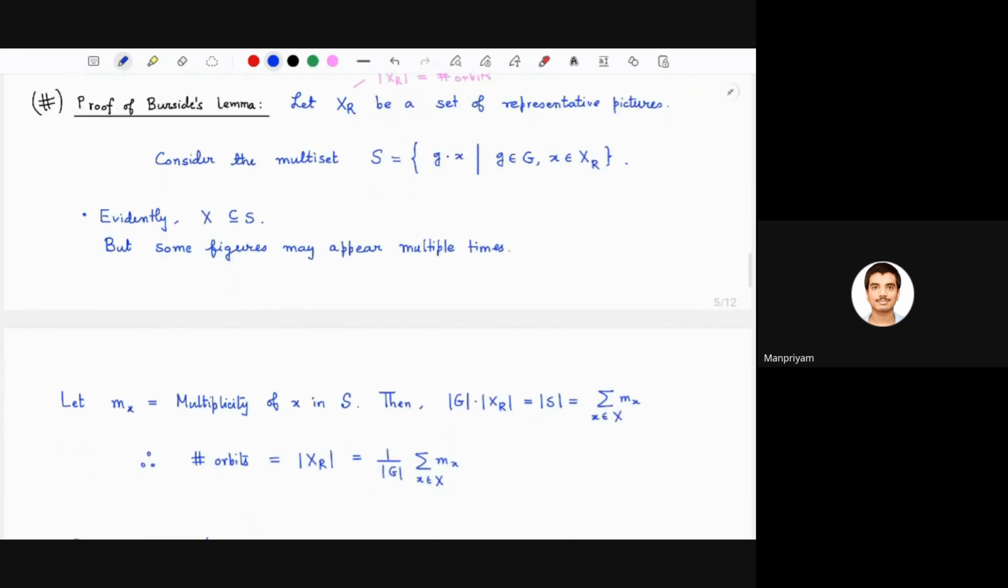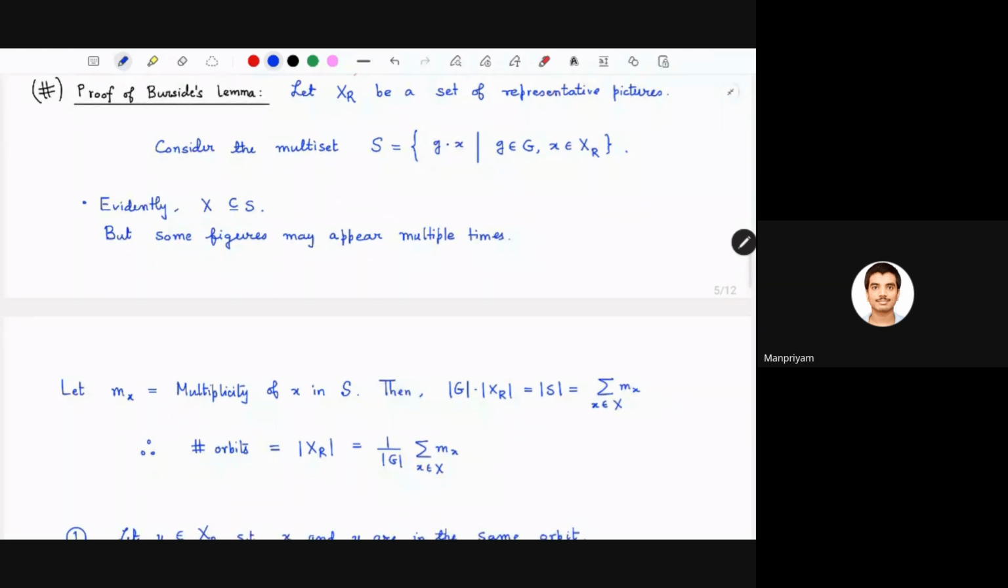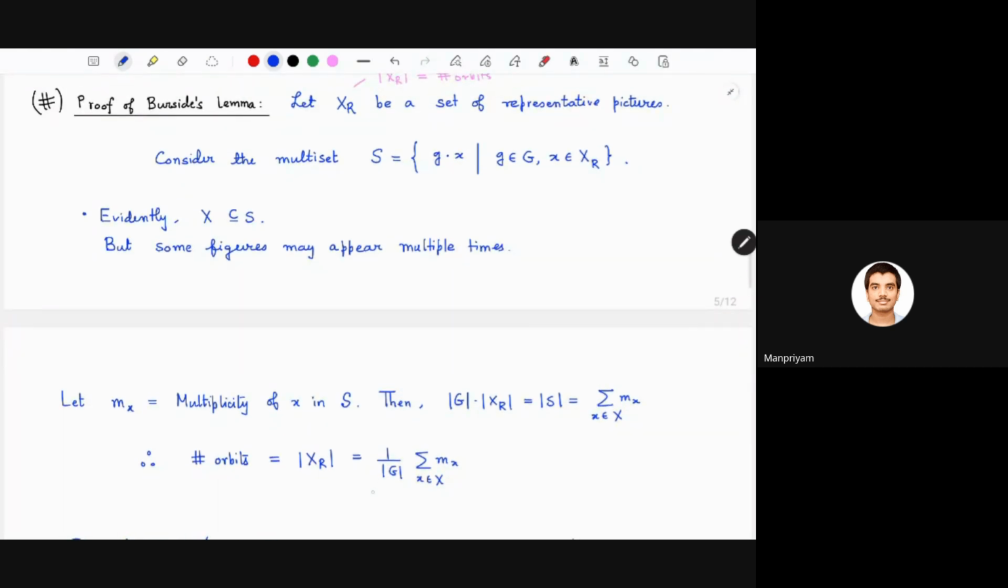So well, let m_x be the multiplicity of x in S. Then on one hand, the size of S is just the size of XR times the size of G, because that's how we have constructed it. And on the other hand, it's just the summation of these multiplicities. In particular, if you want to find the cardinality of XR, it's 1 over mod G times the sum of multiplicities. So it's the sum over multiplicities divided by the size of G. So we have gotten this 1 over mod G outside.